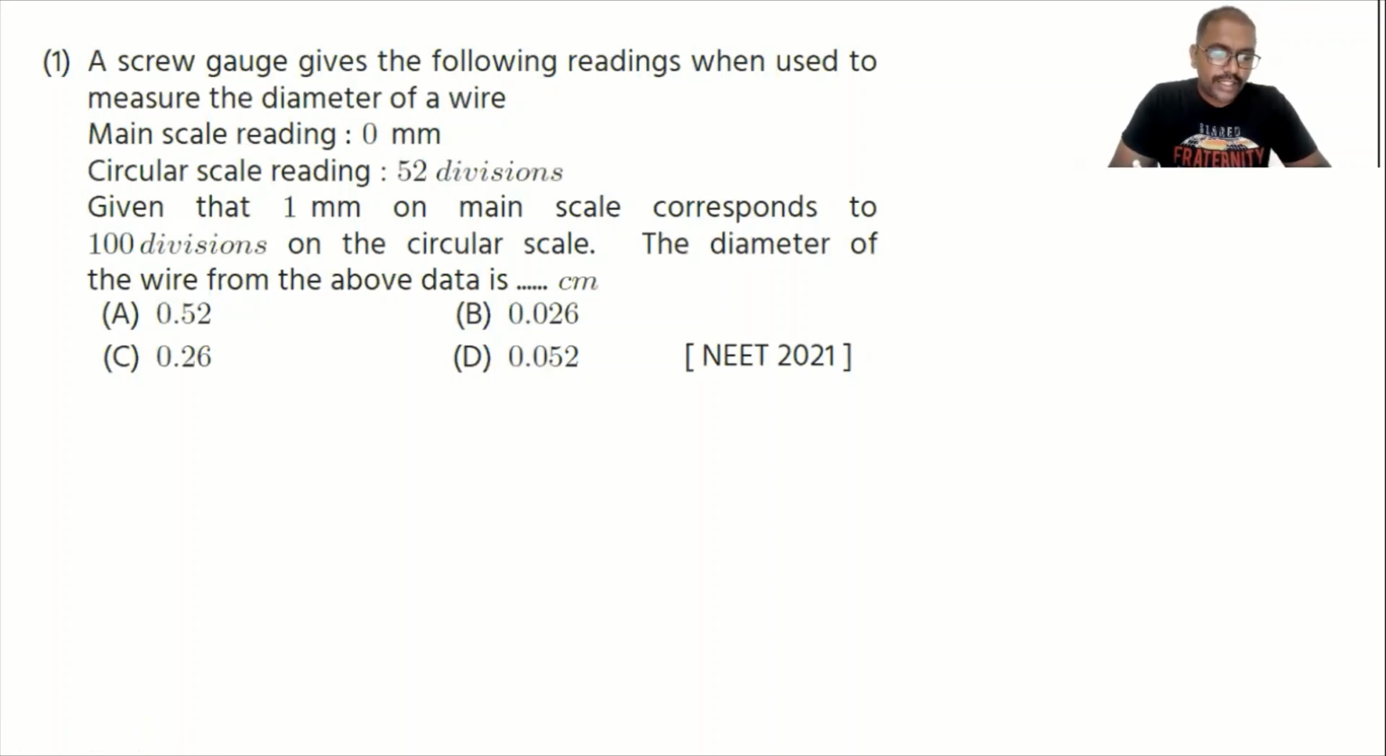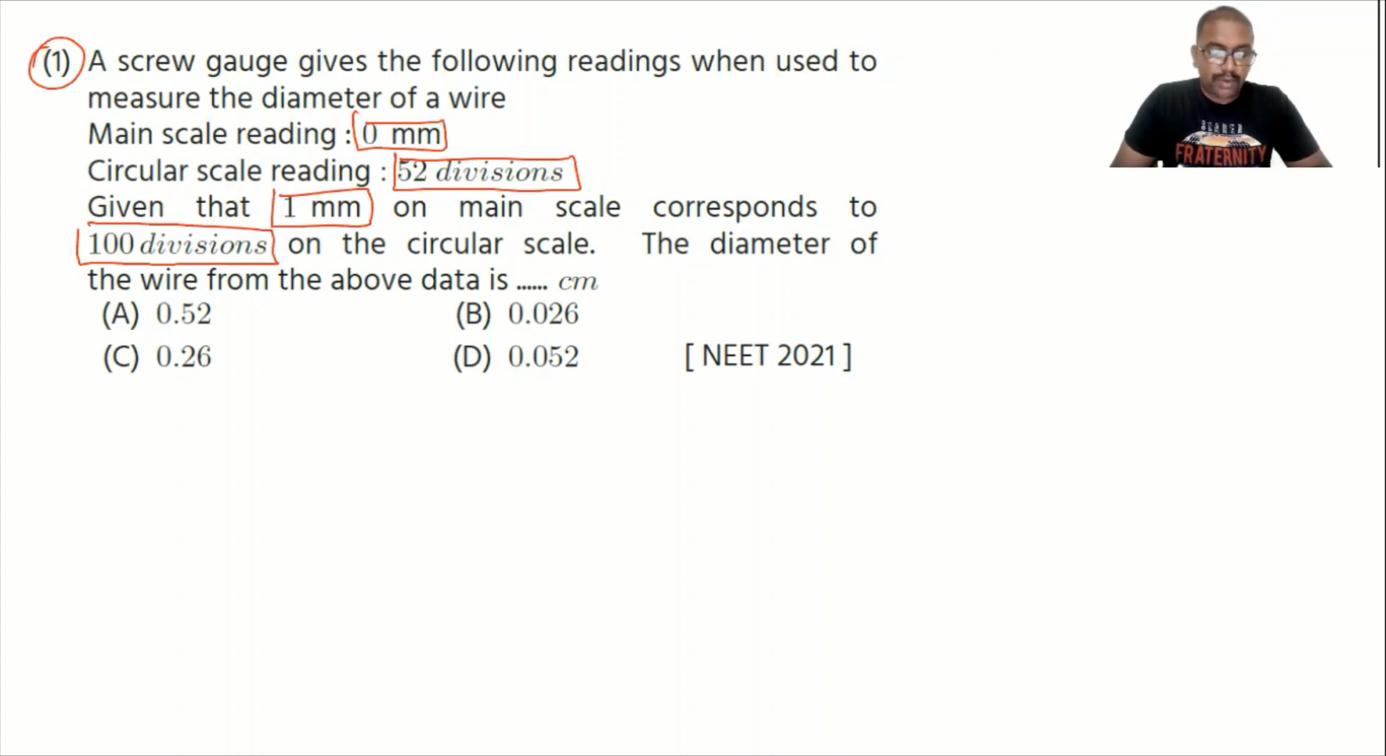A screw gauge gives the following reading when used to measure diameter of wire. Main scale reading 0 mm, circular scale reading 52 divisions. Given that 1 mm on main scale corresponding to 100 divisions on circular scale. Diameter of the wire from above data is.